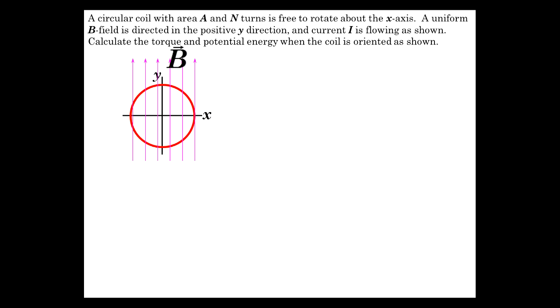Let's get a little bit of practice with torques on current loops, the magnetic dipole moment, and I should just say magnetic moment, and energy in this configuration. So we have a B field, a current circulating counterclockwise. So if you grab your right hand and wrap your fingers around this coil in that direction of current, your thumb points in the direction of the magnetic moment. Magnetic moment then is out.